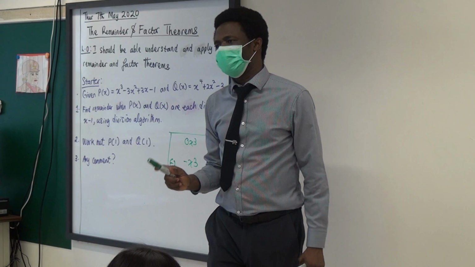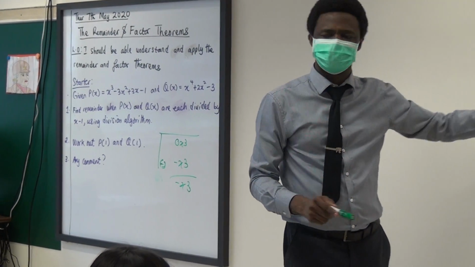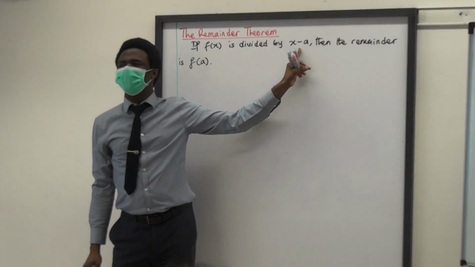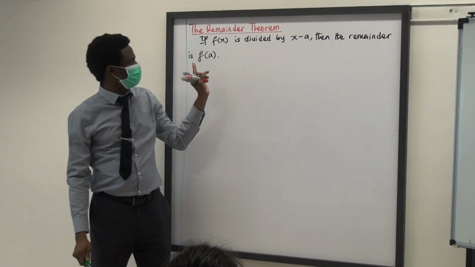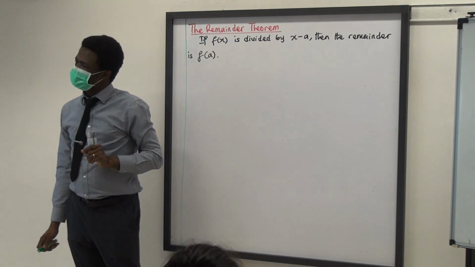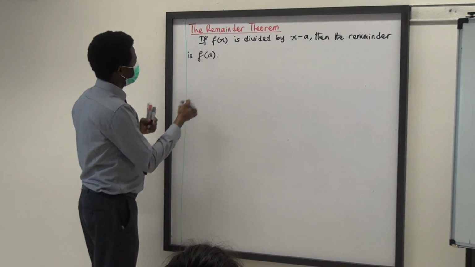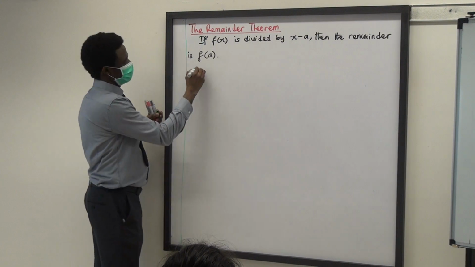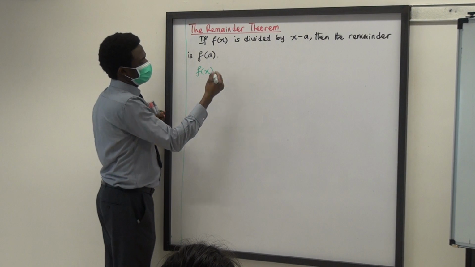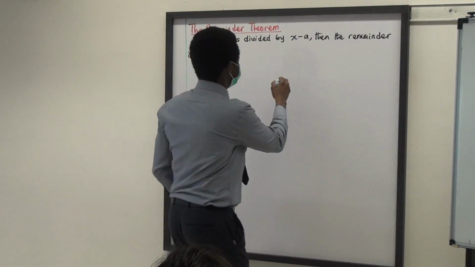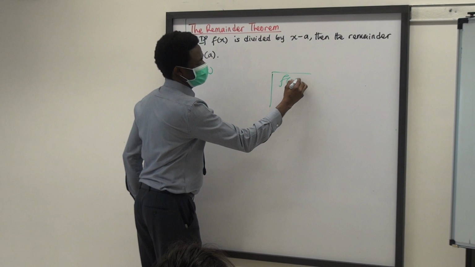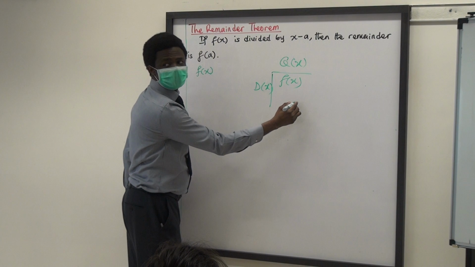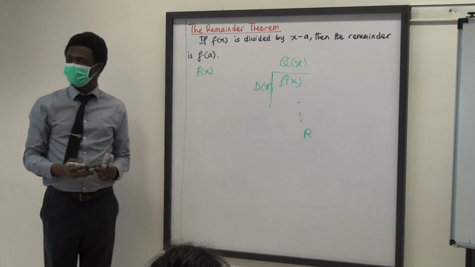But what does this really mean? That's why we are looking at this now. If f of x is a polynomial, and we are dividing by x minus a, the remainder is always f of a. What does this mean? From what you have done in that investigation, your f of x, when divided, you had something like this. You had f of x here, right? There's a quotient, there's a divisor, right? And at the end, you got your remainder, right?